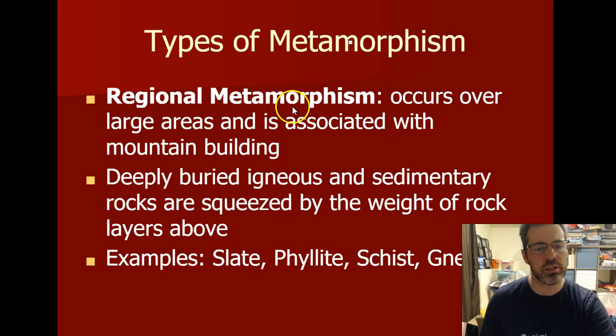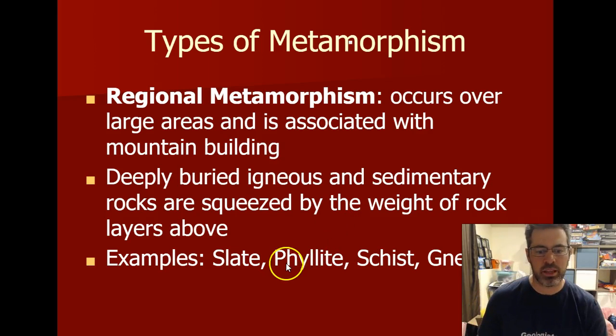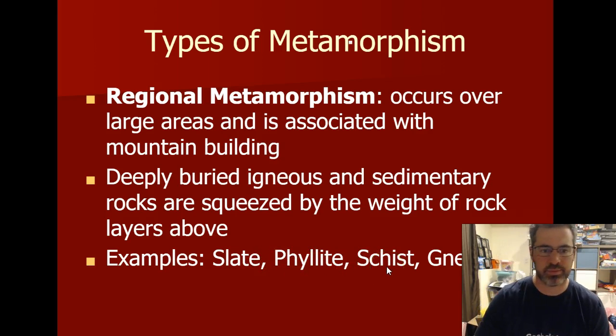Regional metamorphism occurs over large areas and is associated with mountain building. You get deeply buried igneous and sedimentary rocks that are squeezed by the weight of the rock layers above. But it's not just igneous and sedimentary. You can have metamorphic rocks becoming other metamorphic rocks too, in the process that we see here, from slate to phyllite to schist to gneiss.